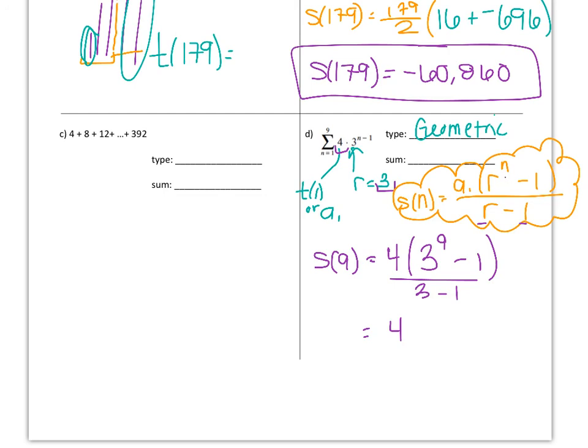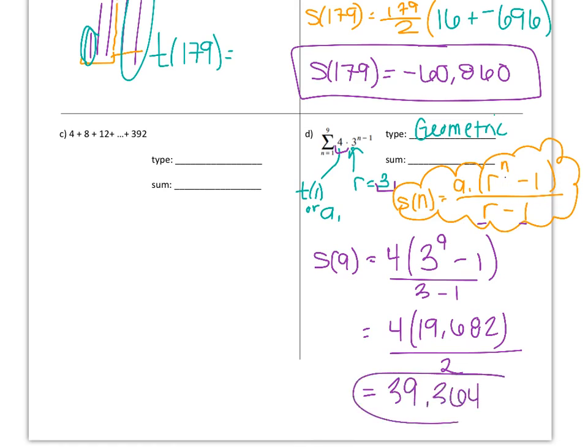That's going to be a big number. 3 to the 9th, subtract 1. So we get 4 times 19,682, divided by 3 minus 1, or 1, which is 2. So then if we compute this, we end up with 39,364. So that's the sum of the first 9 terms of this series.